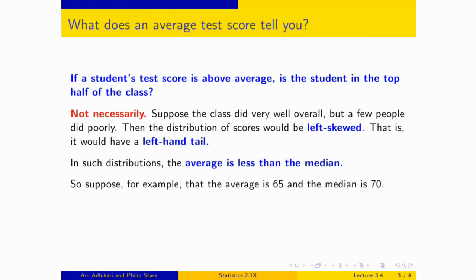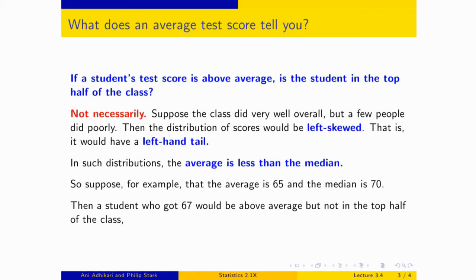And so, for example, if the average was 65 and the median was 70, there could be an even bigger difference, but let's just suppose that the average was 65 and the median, which is bigger, is 70, then what about the person who got 67? Well, the person who got 67 is certainly above average, but they are not in the top half of the class.